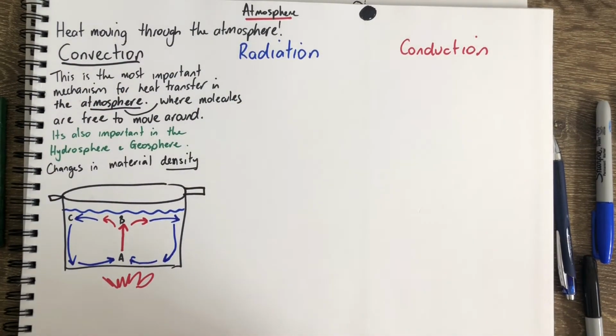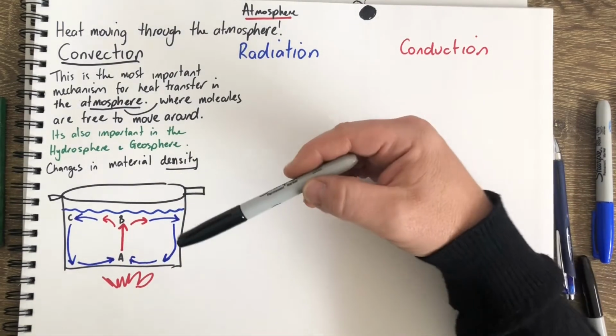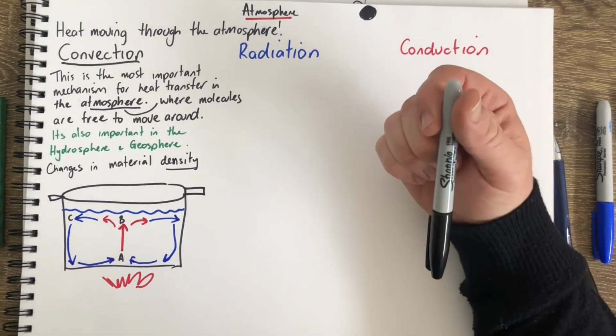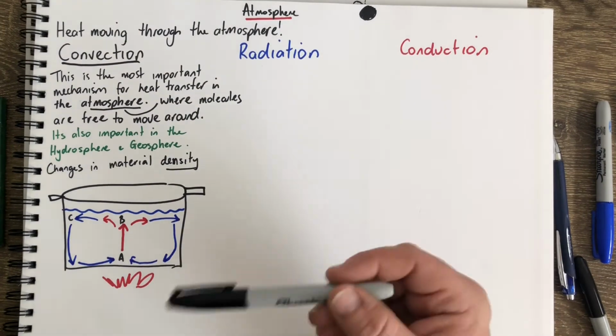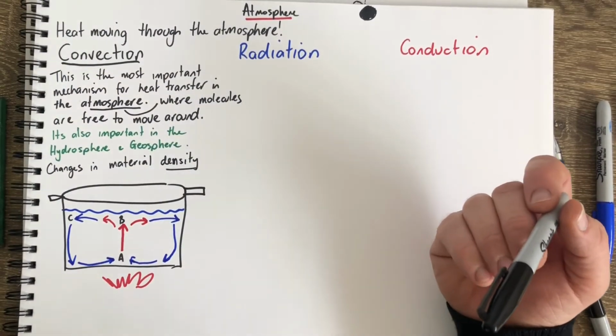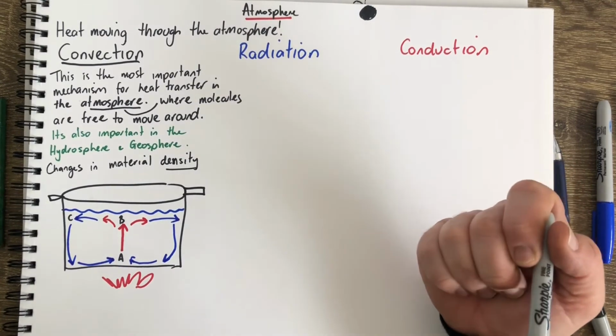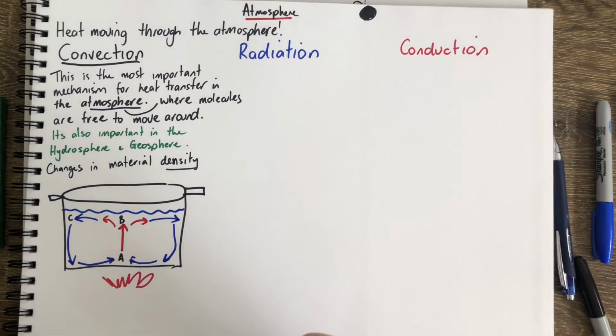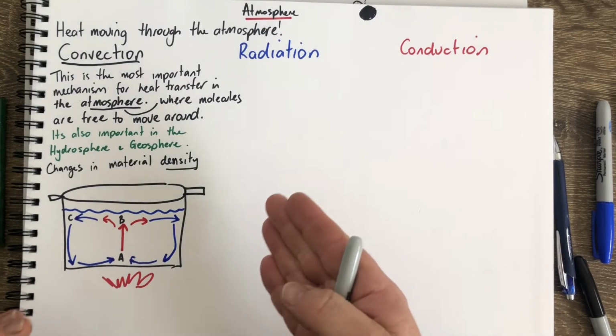So to put it simply and make sure you understand, heat changes the water density, the water becomes less dense than the surrounding material and then rises up. And conversely, the denser material falls. This happens all the time, every single day in the atmosphere. It is our primary mechanism for movement. Let's look at radiation.